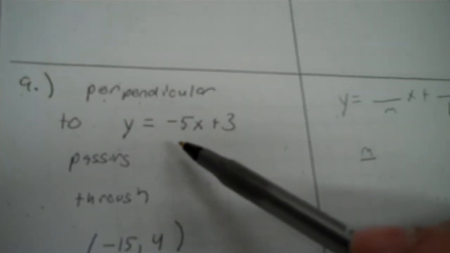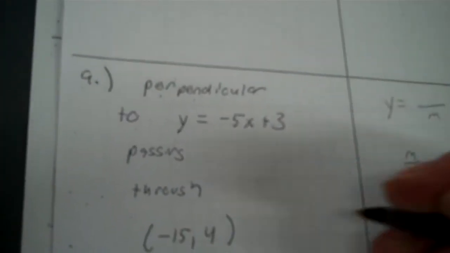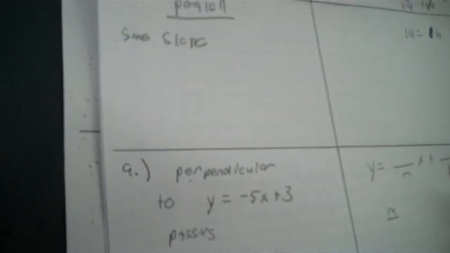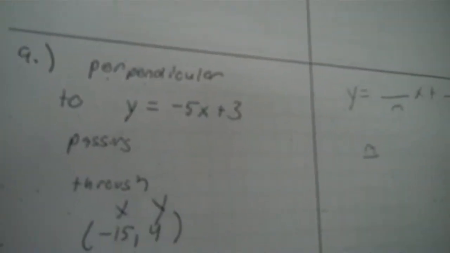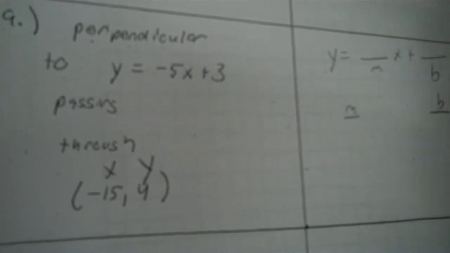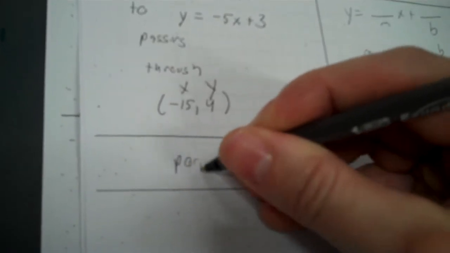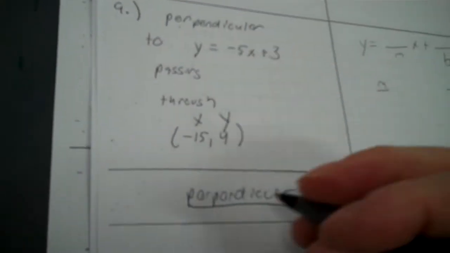Okay, now the next one, this line is perpendicular to y equals negative 5x plus 3, and it passes through negative 15, 4. Now, perpendicular is different from parallel. Parallel means this line and this line will never cross because they have the same slope. Perpendicular, they cross, but they form a 90-degree angle at their crossing point. So with perpendicular, the slopes aren't the same. What we need to do is simply flip the slope and change the sign.